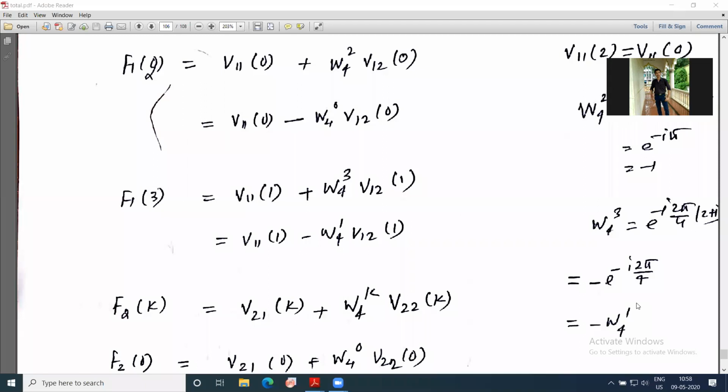Yes, very good. We have understood f1 of 0, f1 of 1, f1 of 2, f1 of 3. These are all functions of v11 of 0, v11 of 2, v12 of 0. So basically it is a function of v11 of k and v12 of k, which you have already computed during the computation of the 2-point DFT. So once we know this, I will know f1 of 0, f1 of 1, f1 of 2, and f1 of 3.